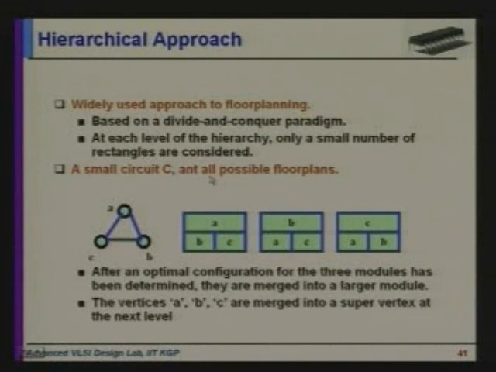So, it is a widely used approach. At each level of hierarchy, only a small number of rectangles are considered. A small set and all possible floor plans. So I find out the optimal configuration for 3 modules and then I merge them together. So, the possible different floor plans are 1, 2 and 3 here, find out the optimal and then merge them.